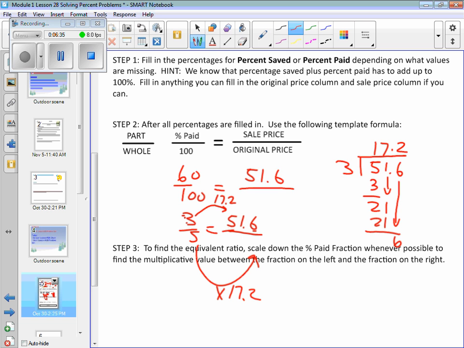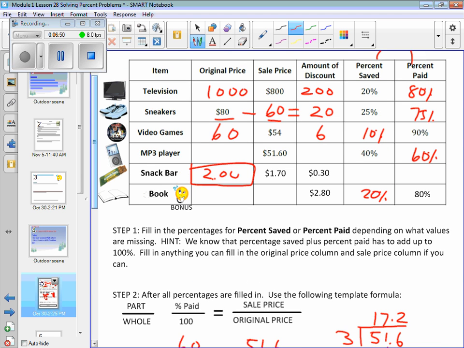And if you do that, what do you get? Anybody get it? Anna, what'd you get? It winds up being $86. That's our original price. Now we subtract 86, take away 51.60. And what do you get? Brandon? $34.40.